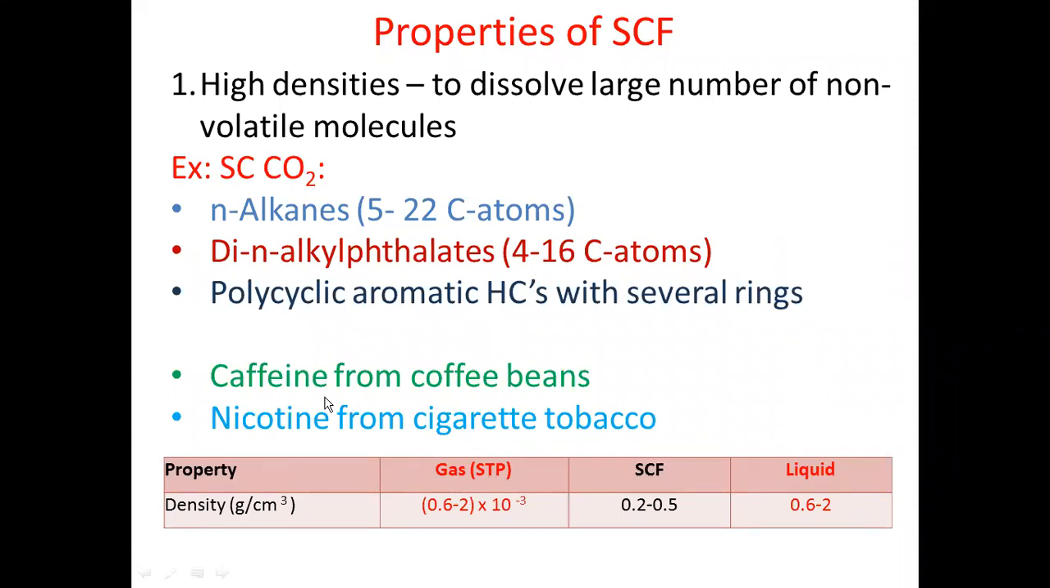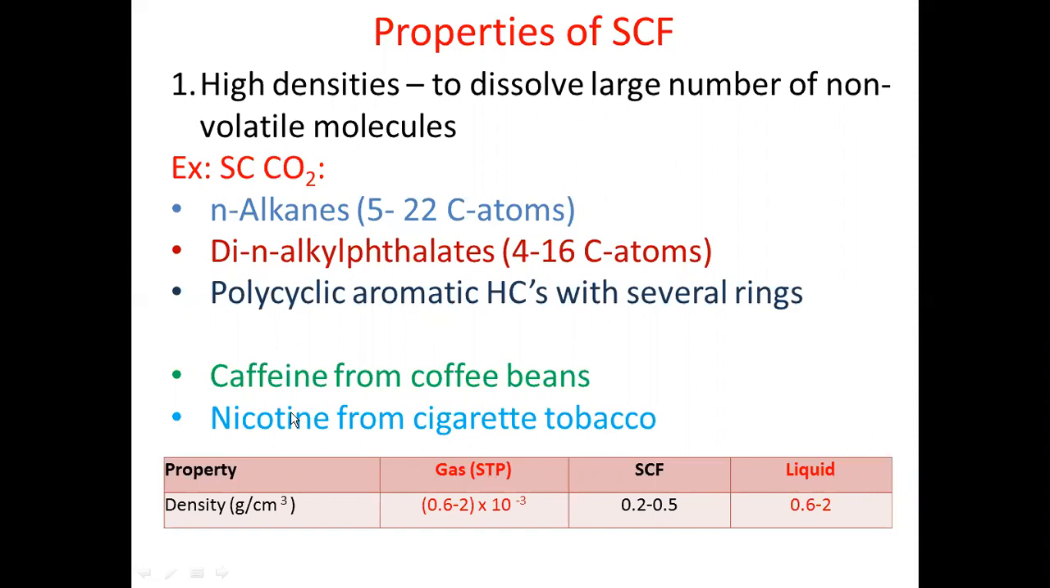So caffeine can be extracted from coffee beans by using supercritical fluid extraction. And similarly, the nicotine from cigarette tobacco can also be extracted by means of supercritical fluid extraction. Let me explain this at the last. Once we complete the discussion on supercritical fluid extraction and the instrumentation, we shall discuss the extraction of caffeine from coffee beans as an important application.